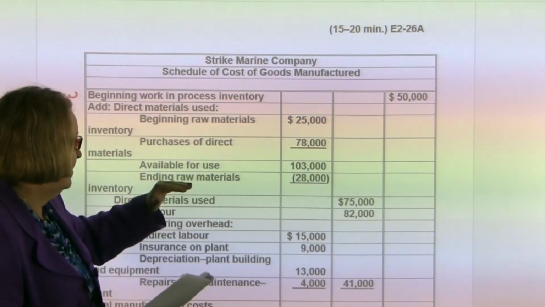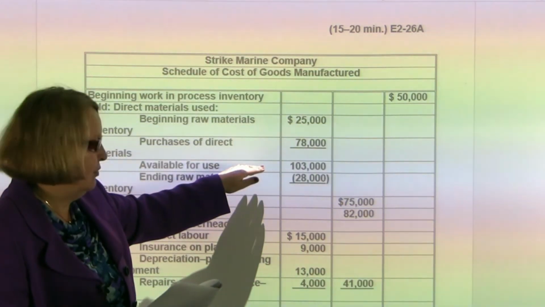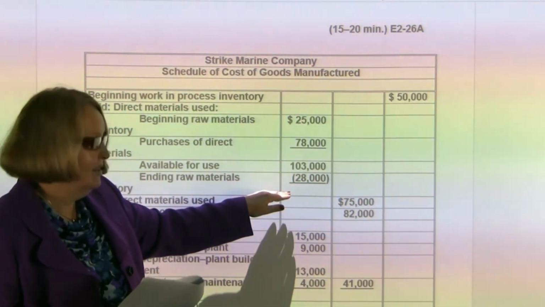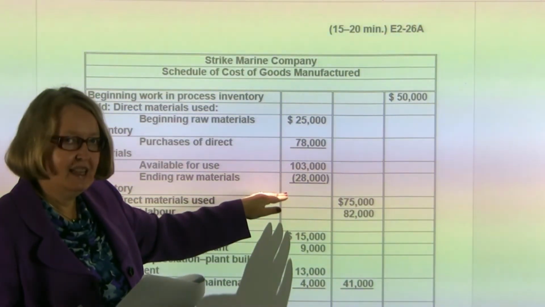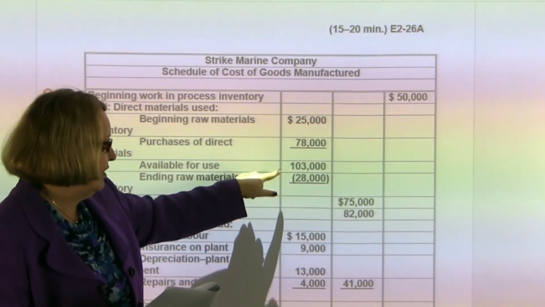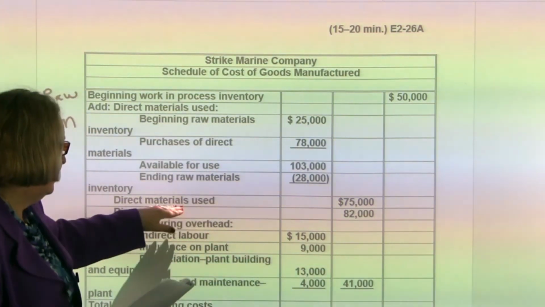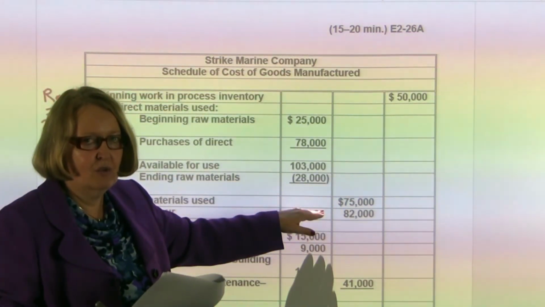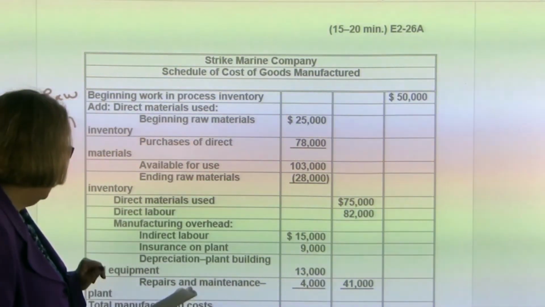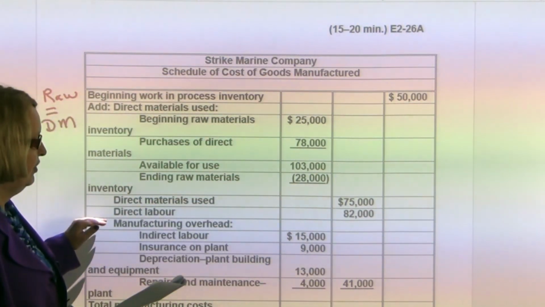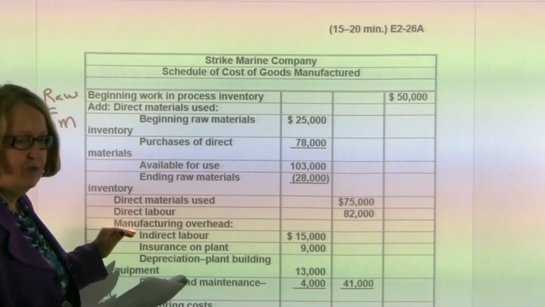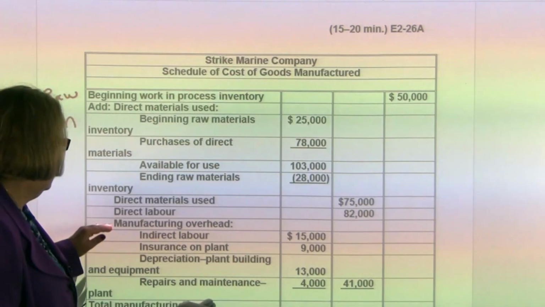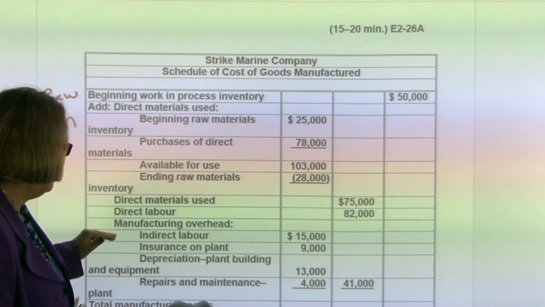Then you want to figure out, well, how much did I actually use during the year? So what you do is you say, okay, this is what I had available for use. This is what I had left in my ending balance. At the end of the period, you had $28,000 worth left. Subtract the 28 from the 103. So this means you must have used $75,000 worth of raw materials. The next component of your cost of goods manufactured is your direct labor, and again you are given direct labor costs there in the problem in the text.